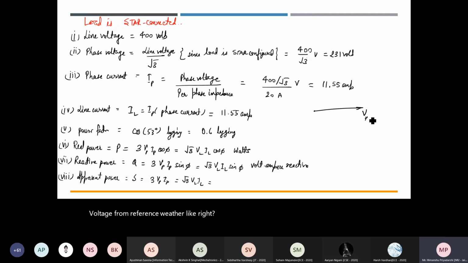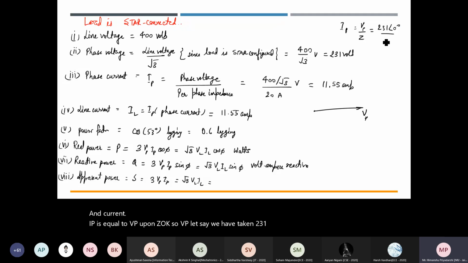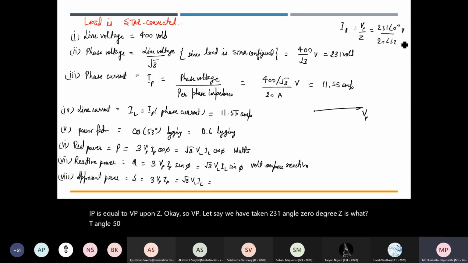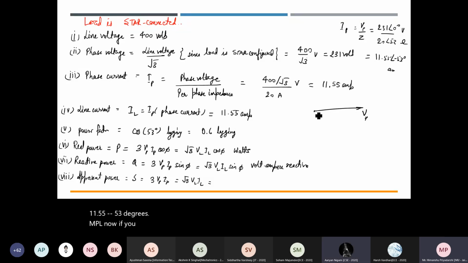Yes sir. Okay. And current Ip is equal to Vp upon Z. So Vp, let us say we have taken 231 angle 0 degree. Z is 20 angle 53 degree. This is in volts, this is in ohms. So it will be 11.55 angle minus 53 degree ampere. Now if you see, current lags. Yes sir, got it sir. Okay. Current lags. So this will be in volt ampere.